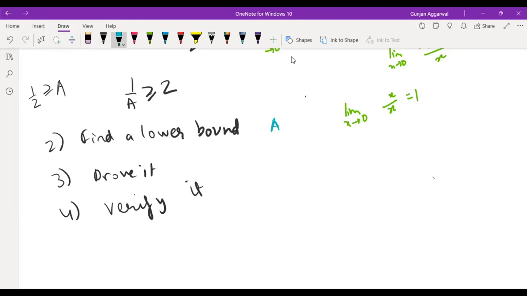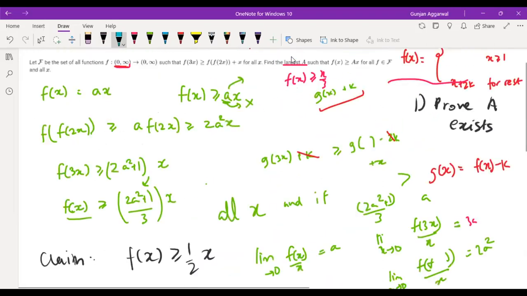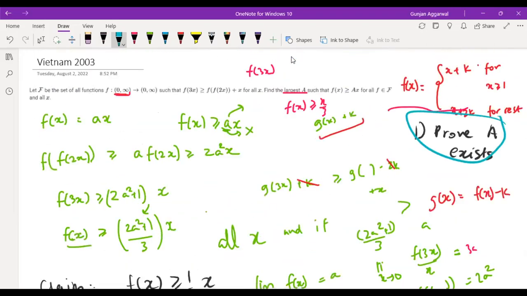We're done with this. What's our result? It's a greater than or equal to half. We proved it. A is indeed greater than or equal to half. A equals half works. What we did not do is prove that a exists. Like, what's the point in proving a exists? We can just pull up a contradiction here.